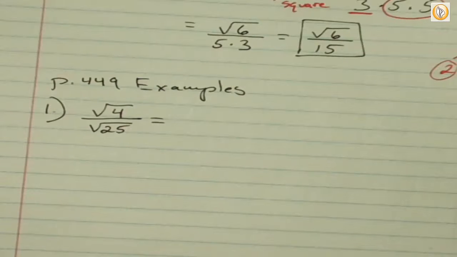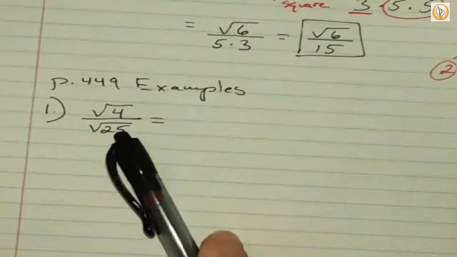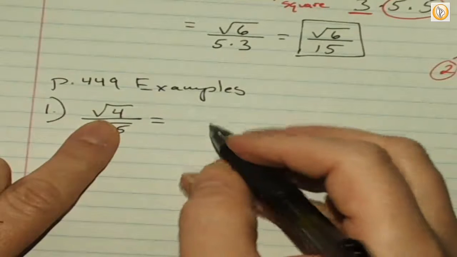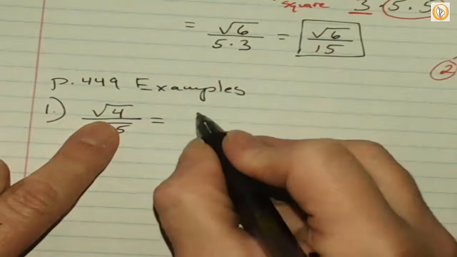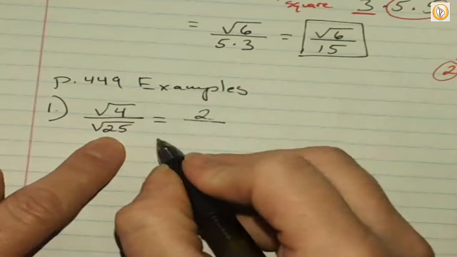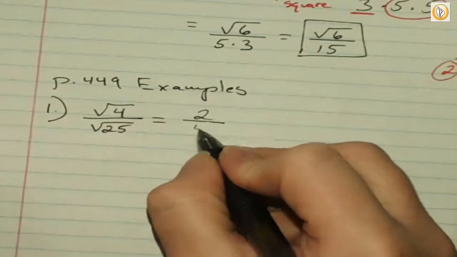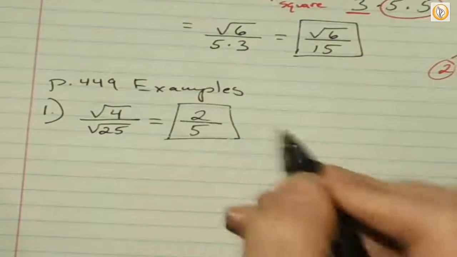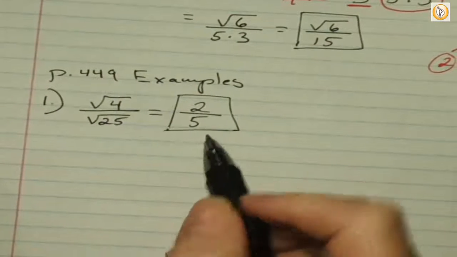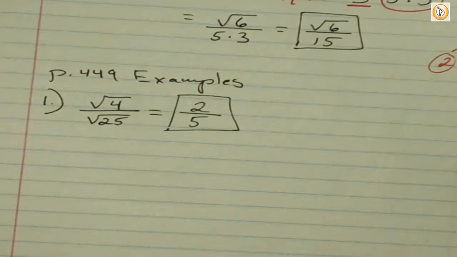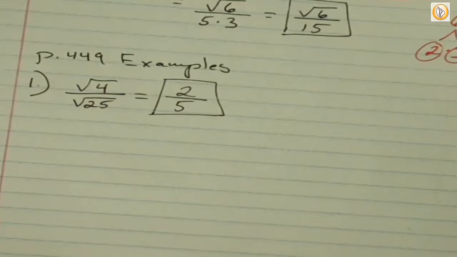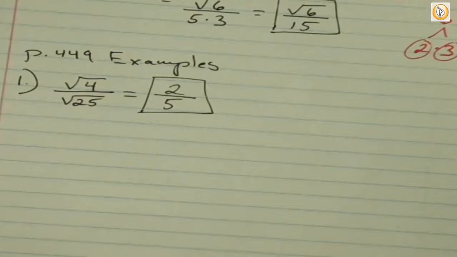Do you notice anything? 4 and 25 are perfect squares. Both are perfect squares. So what's the square root of 4? And the square root of 25? Guess what? You're done. That's simplified too. Good. See, you got to sit back and look at it because it might be that simple. If it's already a perfect square, you're good. Good job.